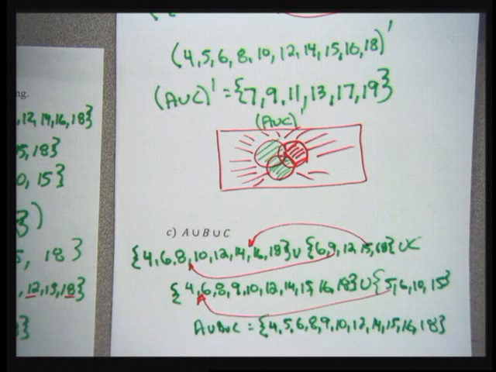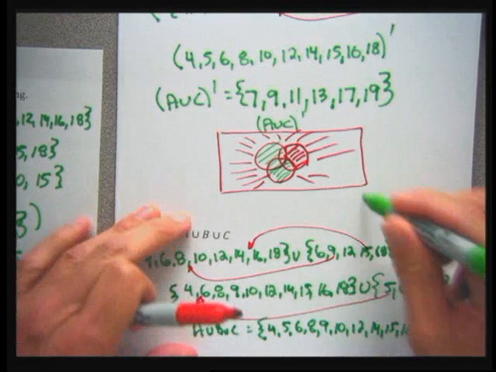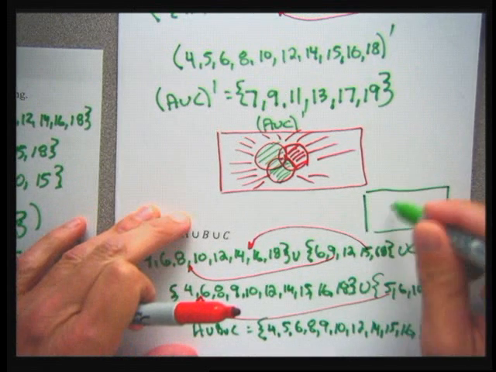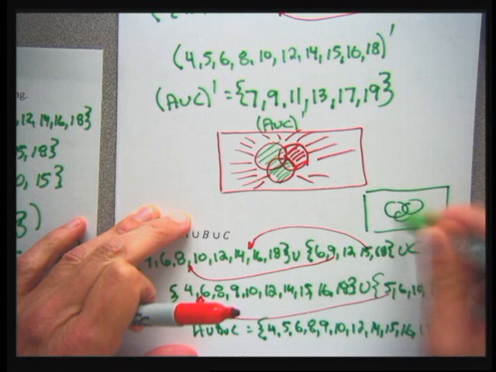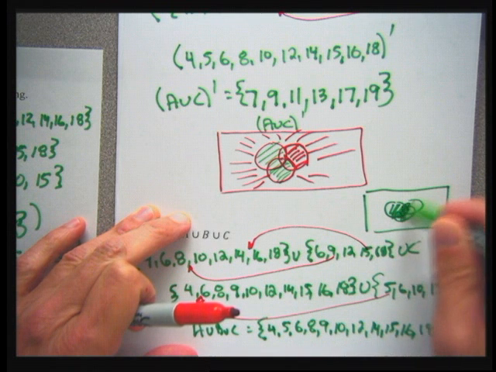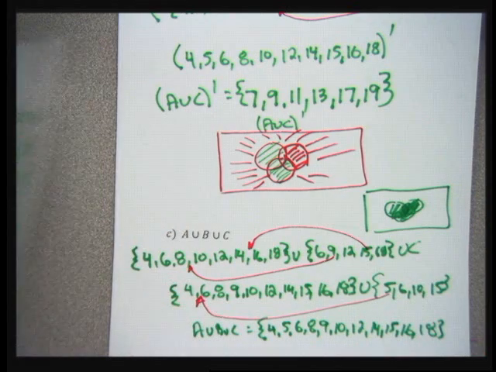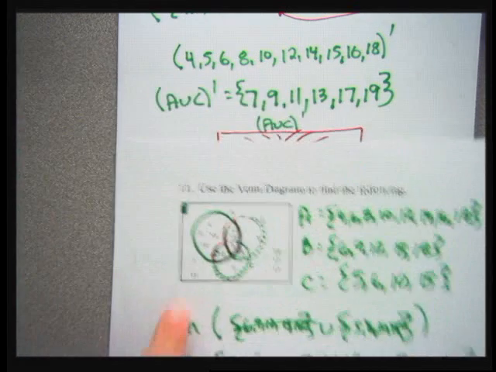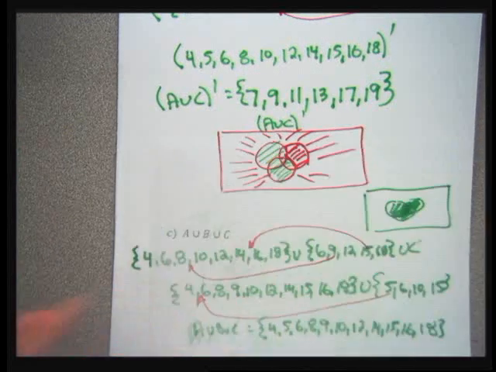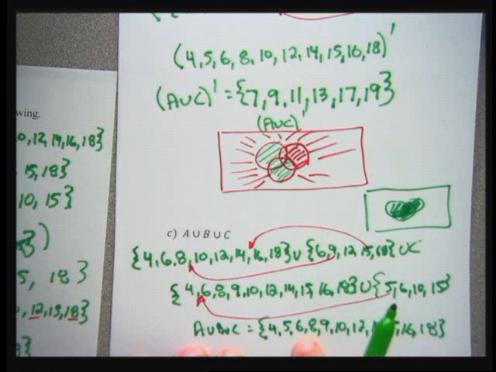That's the answer. Pictorially, it's anything in the A, the B, or the C circle. It represents any number that's in any circle. It's just excluding the numbers that are outside the circles. It's going to be missing 7, 11, 13, 17, and 19. You'll see I'm missing 7, 11, 13, 17, and 19.